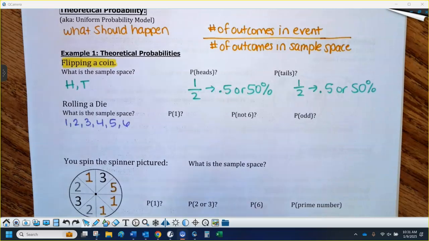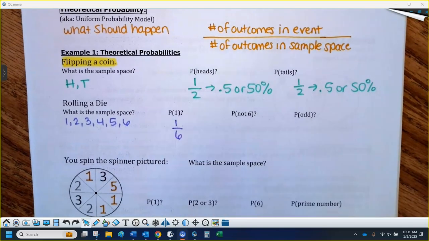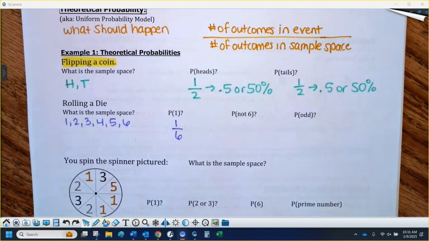Why is everybody so quiet? 1 out of 6, right? And if you can reduce the fraction, do that, but in that case you can't. If you want to write that as a decimal or a percentage, it's a weird repeating decimal, so I'm just going to write it as a fraction.